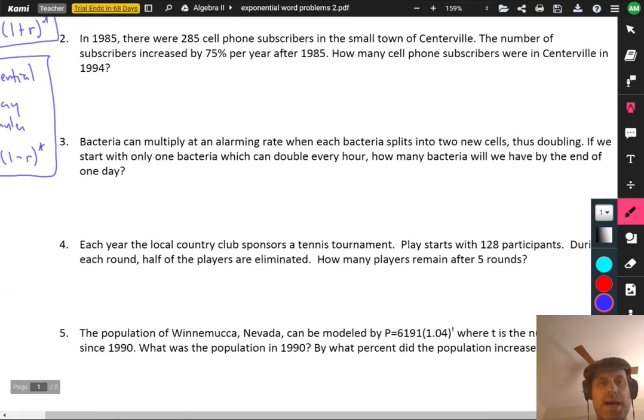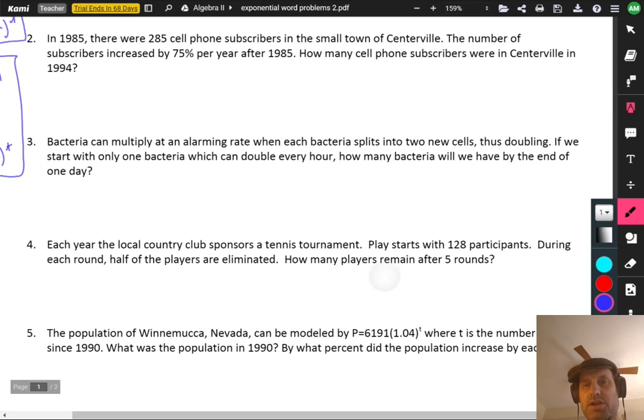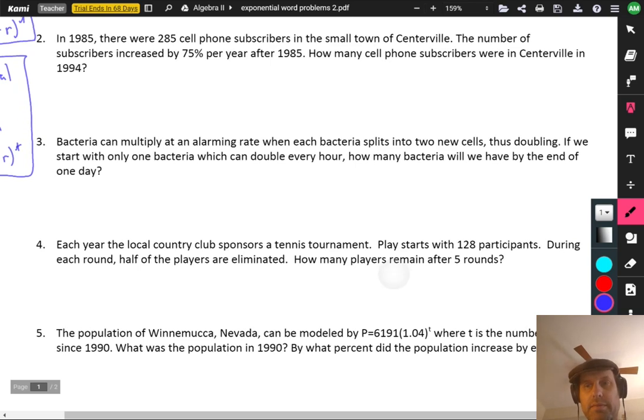All right. Bacteria can multiply at an alarming rate when each bacteria splits into 2 new cells, thus doubling. Okay, so you're doubling, right? So that tells me, all right, I'm not done reading the problem yet, but I'm just going to write down in my notes that's going to be growth. I already know because we're doubling, right? If we start with 1 bacteria, which can double every hour, how many bacteria will we have by the end of 1 day? Okay, so we're increasing.